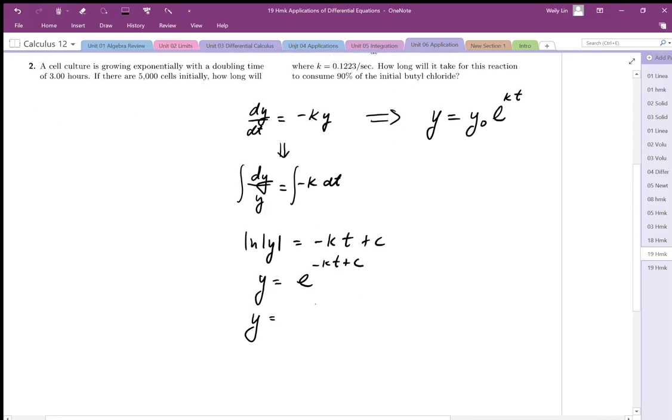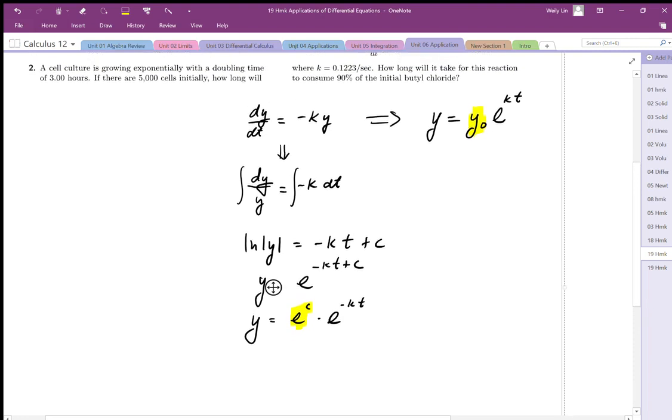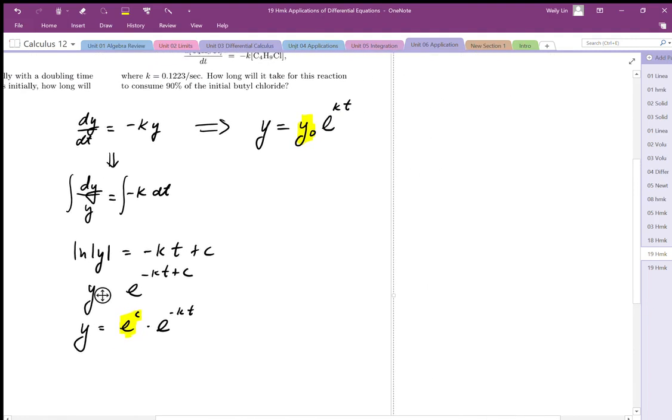So y equals e to the c times e to the negative kt. Okay, and we can see that the original y value is the same as that, e to the constant. Okay, so that's the first part. We want to generate that equation, and again, you can go directly to the equation if you like, but we can also generate that equation by separation of variables.